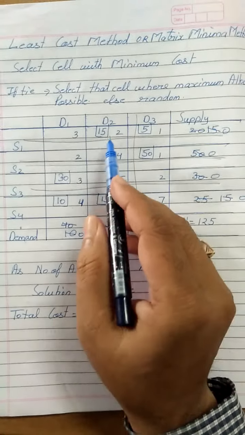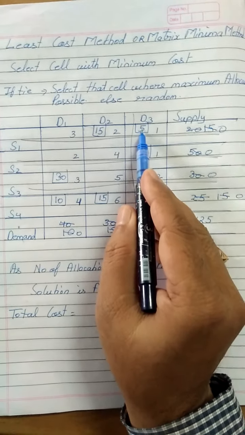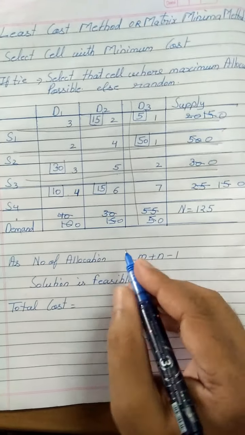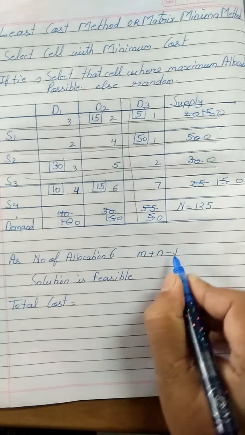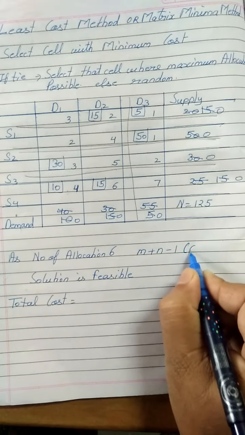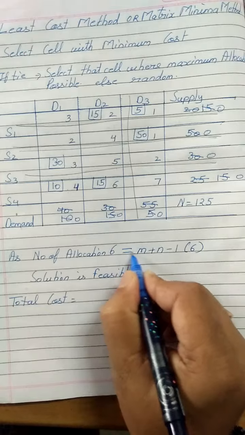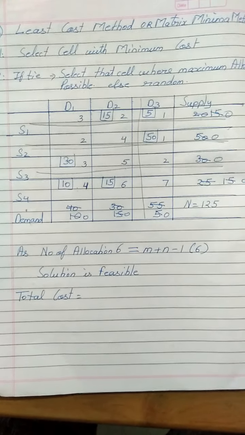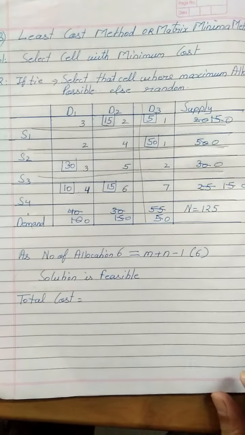Now check the number of allocations: 1, 2, 3, 4, 5, 6. The number of allocations is 6, and m plus n minus 1 is also 6. So these are equal. We can say that the solution is feasible, which means this is a feasible solution which can be implemented.